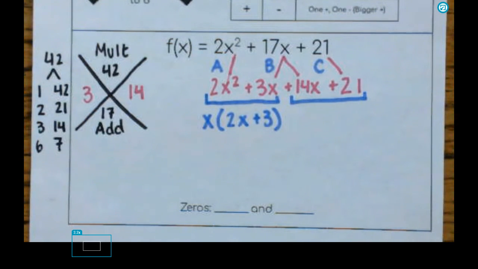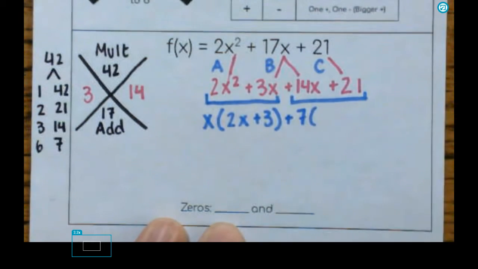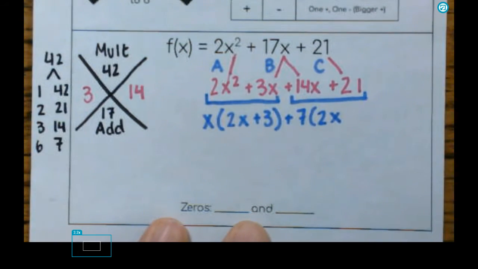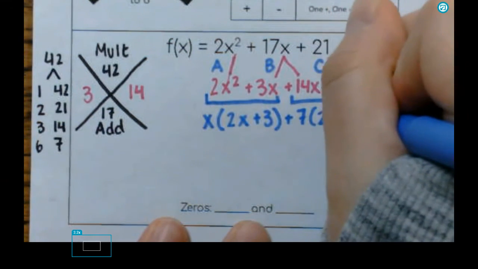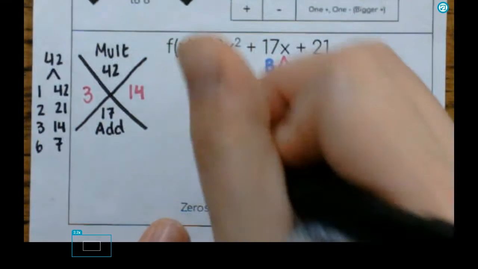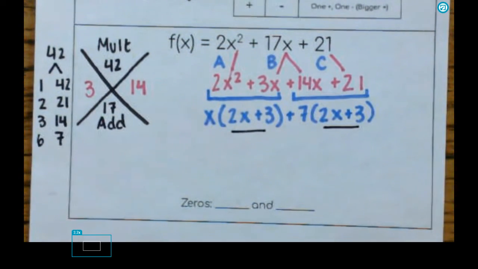Okay? And then 14x and 21. I can divide 14 and 21 both by 7, so I will do that. So I'll put plus 7. 14 divided by 7 is 2. I still have that x. And then 21 divided by 7 is 3. And that right there is the magic of factoring by grouping, because this and this are the same, which is what I want. Okay, I'm going to pause there for a sec.